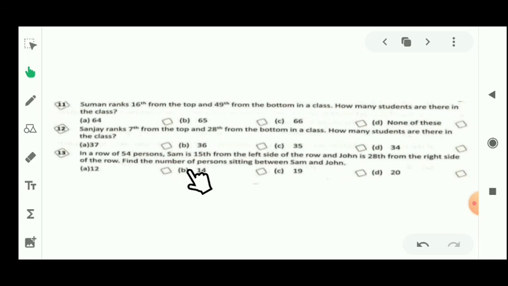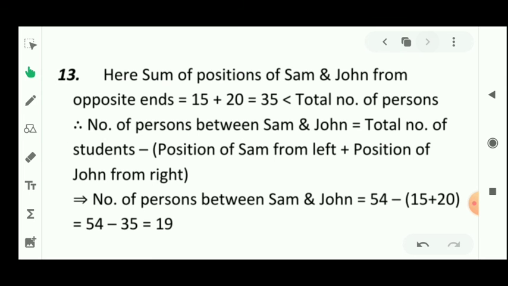In a row of 54 persons, Sam is 15th from the left side of the row, John is 28th from the right side of the row. Find the number of persons sitting between Sam and John. Let's see the solution of this question.